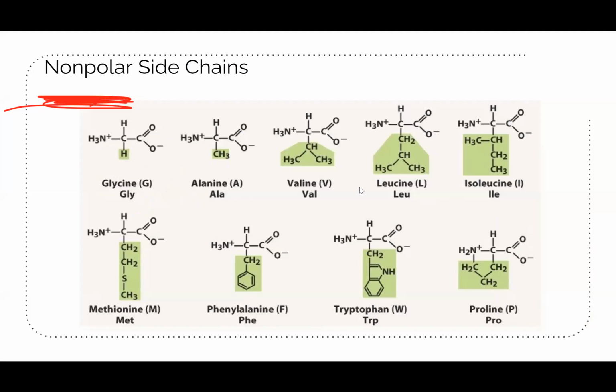So these are the non-polar side chains. These are the naturally occurring amino acids that we are going to be worried about. Again, you don't have to memorize these structures. You do not have to memorize the amino acids. Some teachers will make you memorize the amino acids and whether or not they're polar. I am not going to make you memorize them.